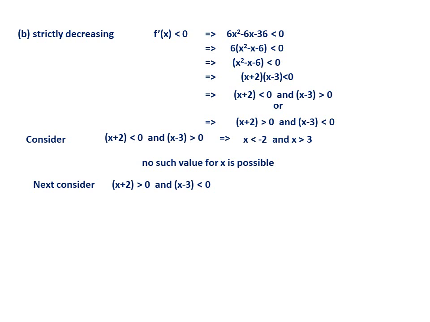Second case definitely possible. x plus 2 positive and x minus 3 negative means x should be more than minus 2 but it should be less than 3. So what is the interval? It is between minus 2 to 3. Therefore the required interval is minus 2 to 3. So the function is decreasing in the interval minus 2 to 3. You can see very well here, minus infinity to minus 2 increasing, minus 2 to 3 decreasing, 3 to infinity increasing. So the entire real number line is divided into 3 intervals.